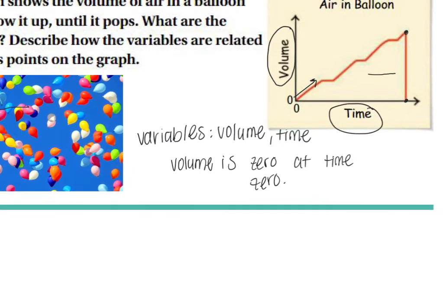So we can say volume increases as time increases. Because remember, when you move from left to right on this graph, you are increasing, the numbers are getting larger. Same with volume, you're increasing. So this could be 1, 2, 3. This will be 1, 2, 3, so on and so forth.